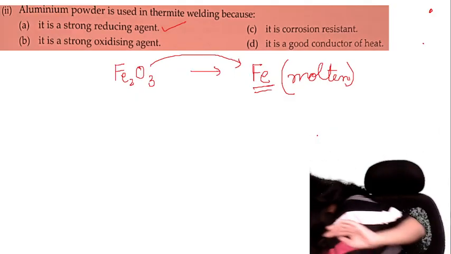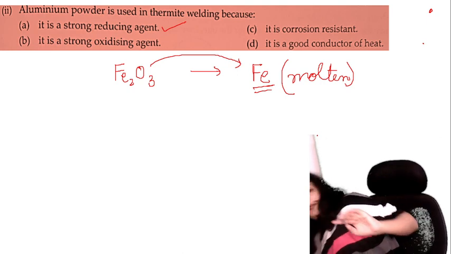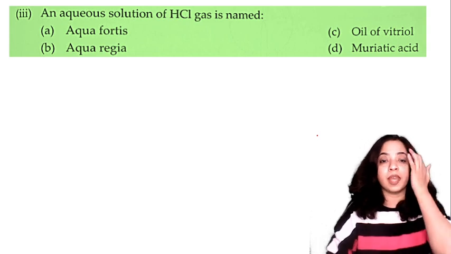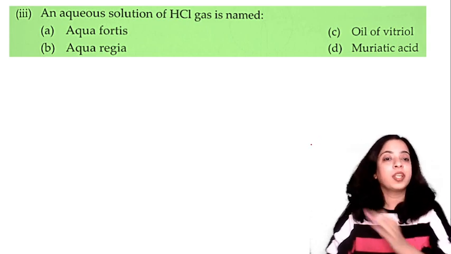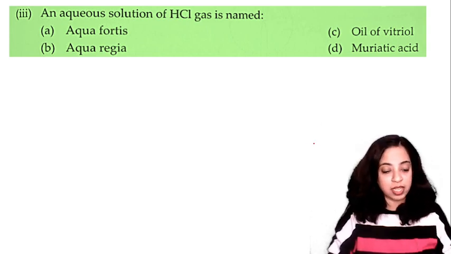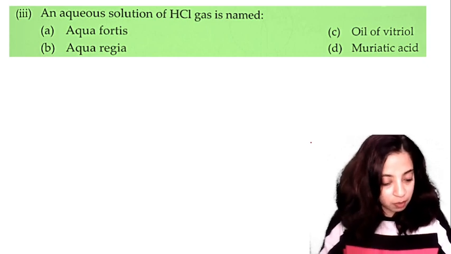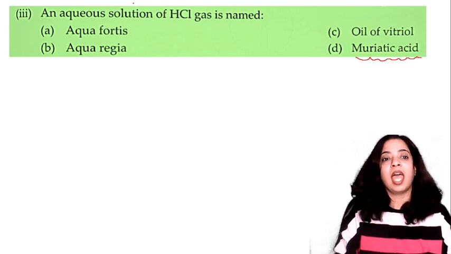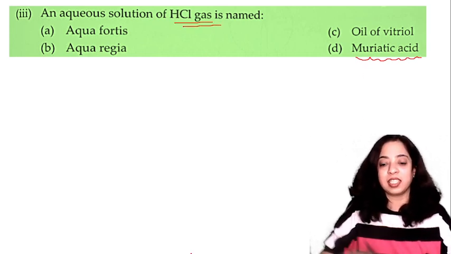Just let me switch on the power. Now let's go on to the next question. An aqueous solution of HCl gas is named. What is the aqueous solution of HCl known as? Look at the options here, and the answer is muriatic acid. Aqueous solution of HCl gas is known as muriatic acid.